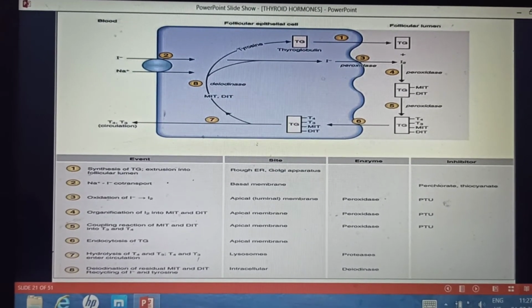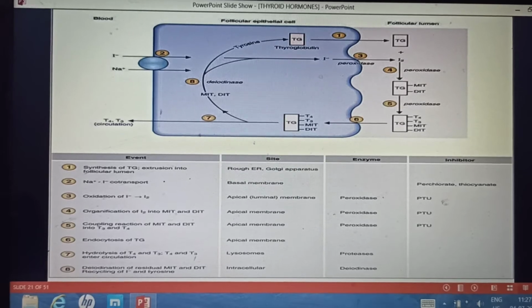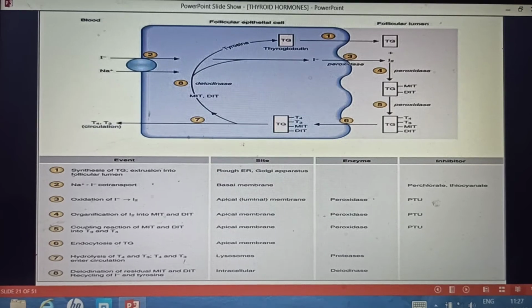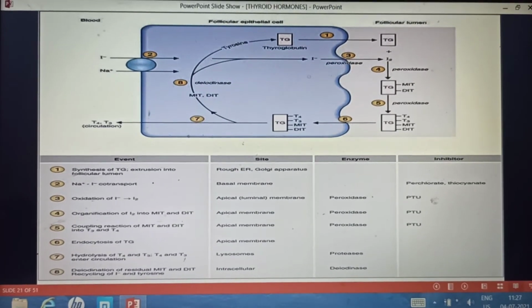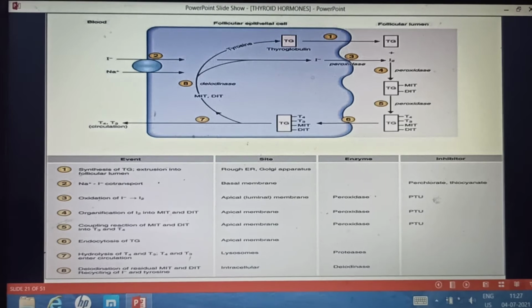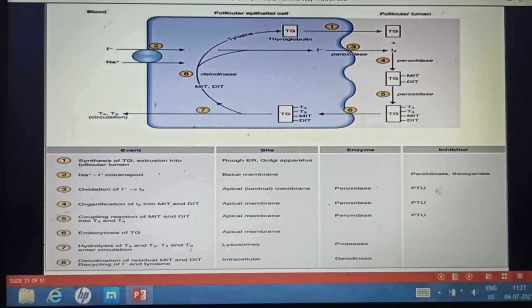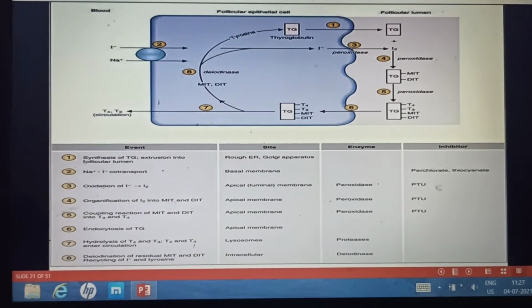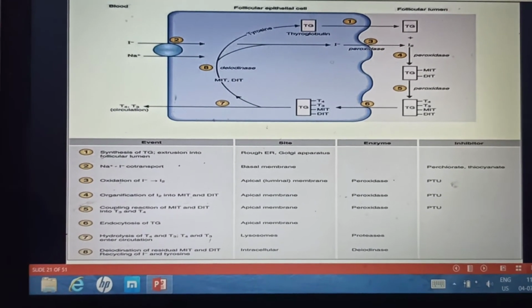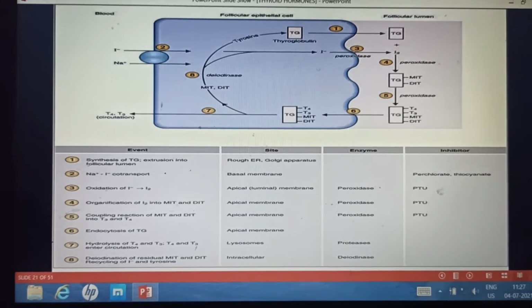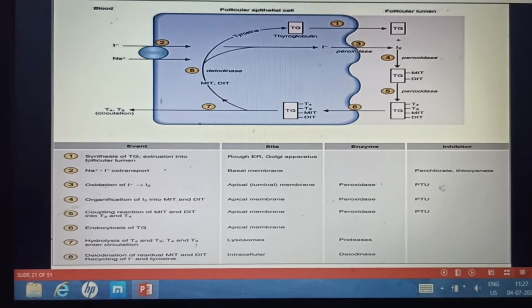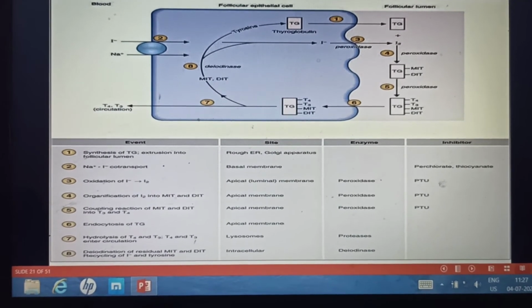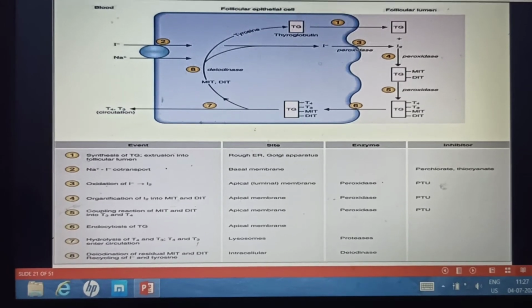Third step is the oxidation of the iodide to the iodine, catalyzed by the enzyme peroxidase. So iodine enters the follicular lumen in the colloid, and it causes organification or iodination of the tyrosine residues to form MIT and DIT. Once there is formation of MIT and DIT, next step, fifth step, is the coupling. Coupling to form T3 and T4 is catalyzed by the enzyme peroxidase. So the oxidation, iodination and coupling are catalyzed by the peroxidase enzyme.